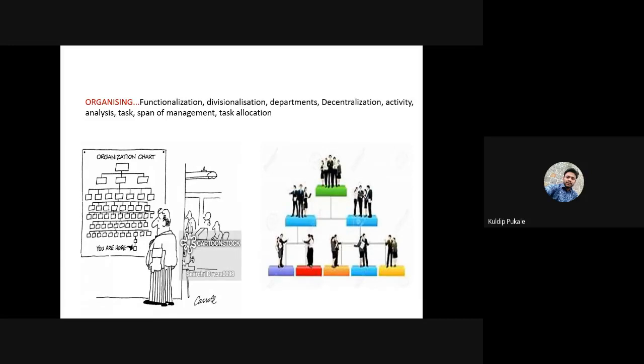Take one example of our college. For smooth running of online classes, the principal has appointed 5 deans. Under the 5 deans, there are 5 departments' HODs. Under the HODs are the departmental staff, and under the staff are students. This is the hierarchy of that organization. To perform the task, you require organizing that structure: functionalization, divisionalization, departmentalization, decentralization, activity analysis, task analysis, span of management, and task allocation. So this is the organizational structure chart.